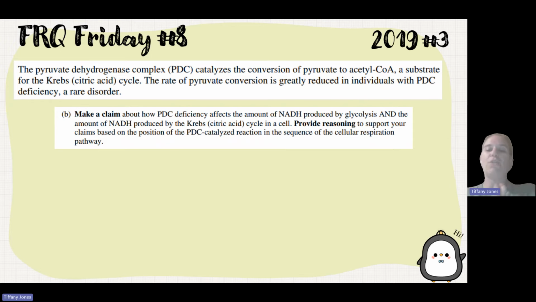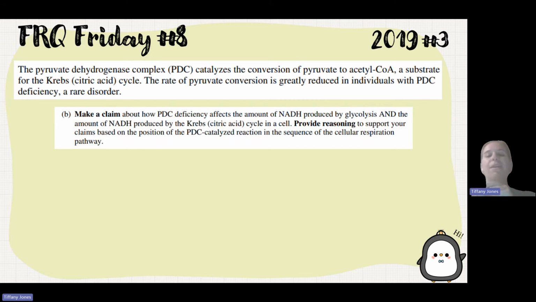What is NADH for? Well, NADH is used as an electron carrier to bring the electrons from glycolysis and the Krebs cycle to the electron transport chain for us to be able to pump protons against the gradient into the intermembrane space, and that gradient then is used to make ATP. So what we're asking is, how does the deficiency of PDC affect those carriers?